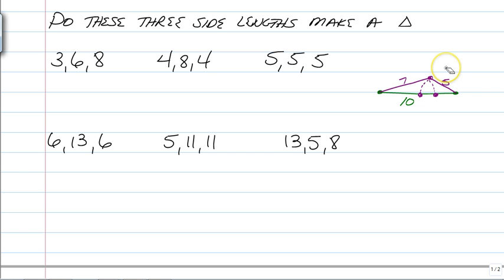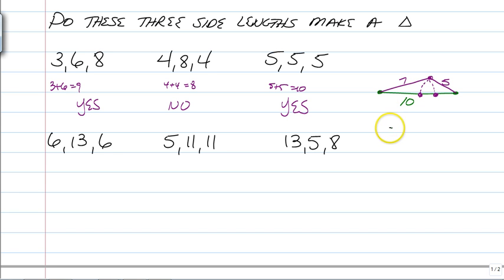So basically, the rule of thumb is the 2 short sides need to add up to be bigger than the third side. Okay, so this is pretty simple to do. 3 plus 6 is equal to 9. That's bigger than 8. So yes. 4 plus 4 is equal to 8. That is not bigger than 8. So no. 5 plus 5 is equal to 10. That is bigger than 5. So yes.